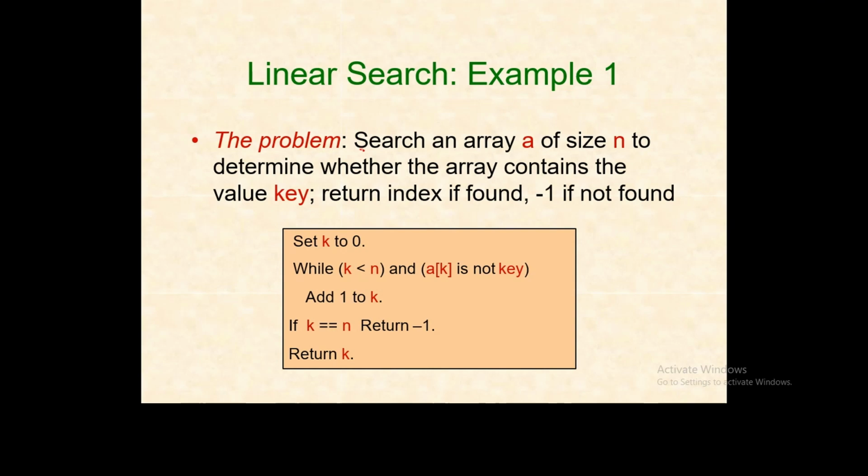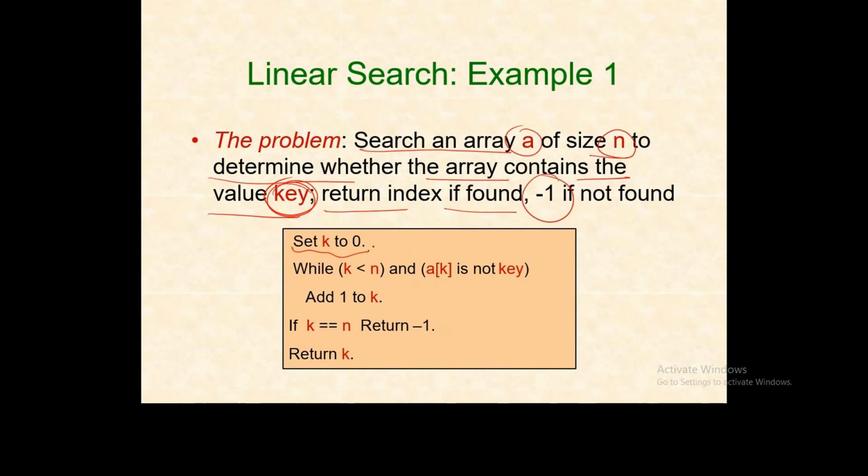So the problem is: search an array A of size n to determine whether the array contains the value key. This is the key that we need to search in the particular array. It returns the index if found, otherwise -1 if not found. So if the number is present, it will return the index value of that array, otherwise it will return -1.